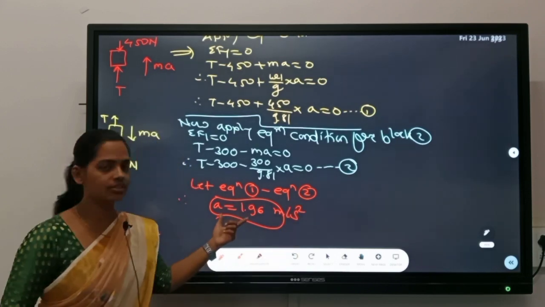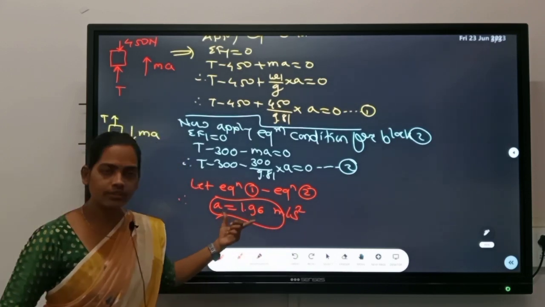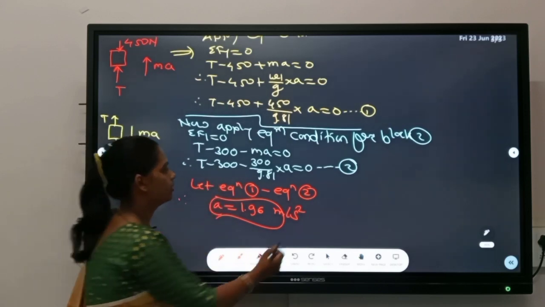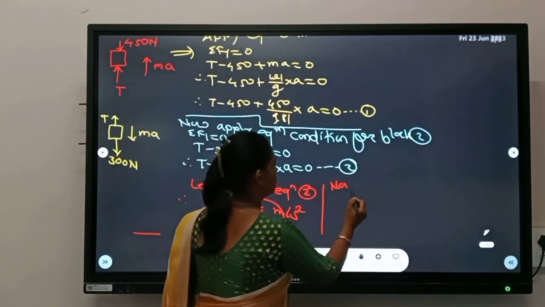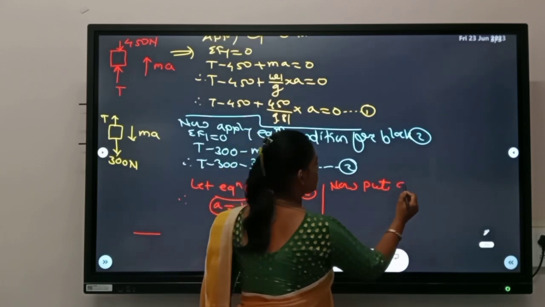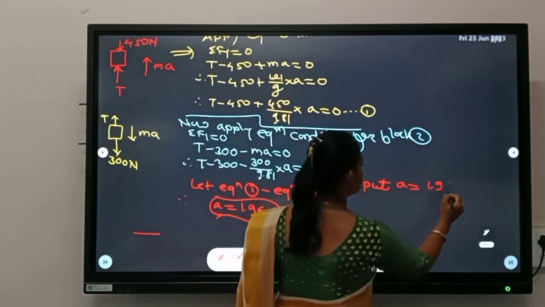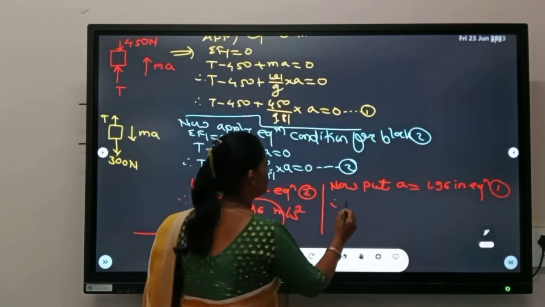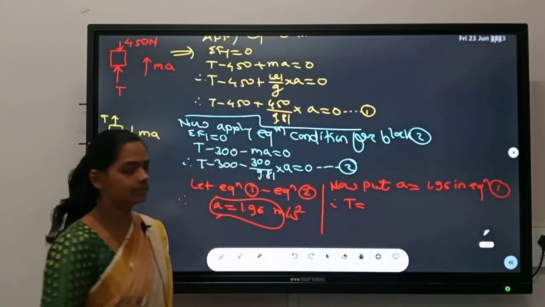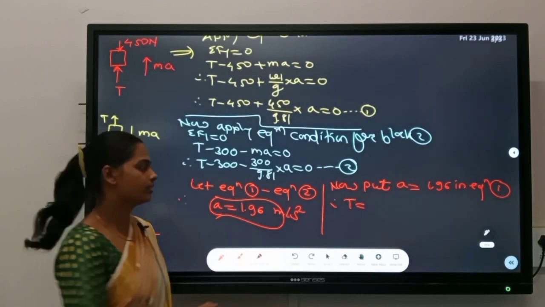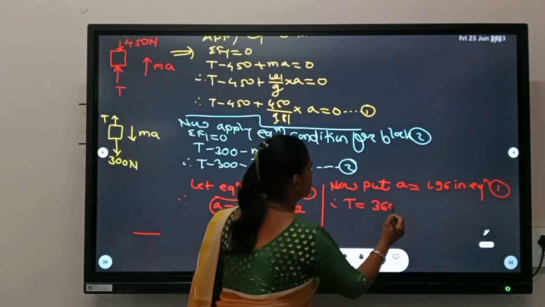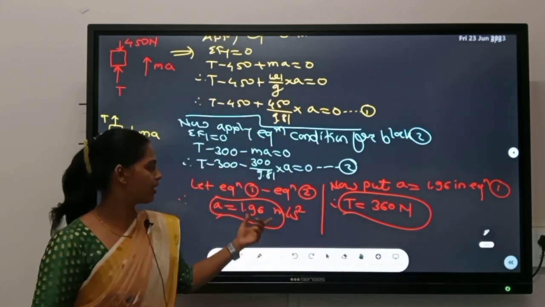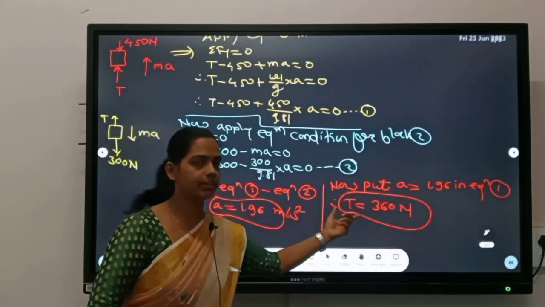The unit for acceleration is meter per second square. Now put this value in one of the equations and calculate the value for tension. Now put acceleration equal to 1.96 in equation 1. Therefore, tell me the value for T. 360 Newton. Okay. As such, we have calculated the values for acceleration and tension. Thank you.